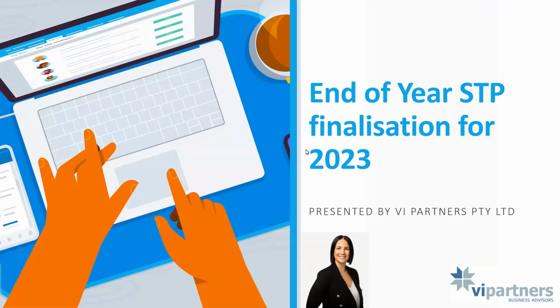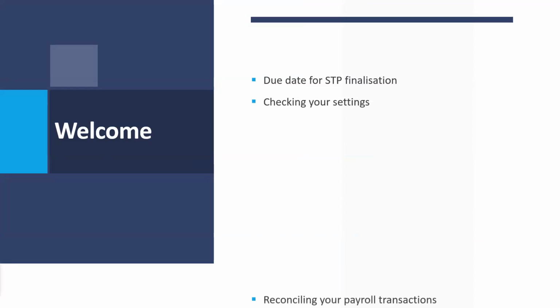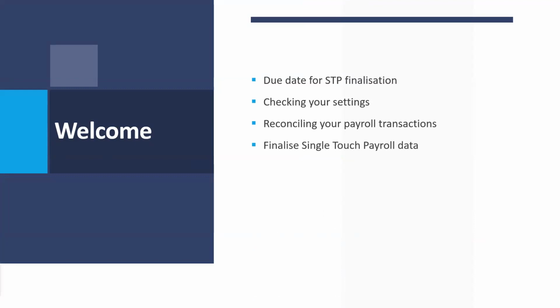Now let's dive straight into it. So in today's session, we'll be covering the due date you need to be aware of that you must have your STP finalised before. We will be taking you through how to check your payroll settings, how to reconcile your payroll accounts in Xero to ensure that no mistakes are made in the STP data, how to finalise your STP data in Xero, how to process any adjustments required, and finally, we'll conclude with some important payroll items that you should consider and some payroll-related updates that you need to be aware of as we head into the 2024 financial year.